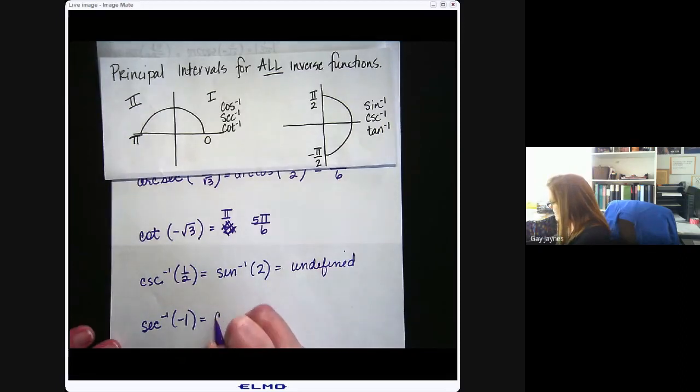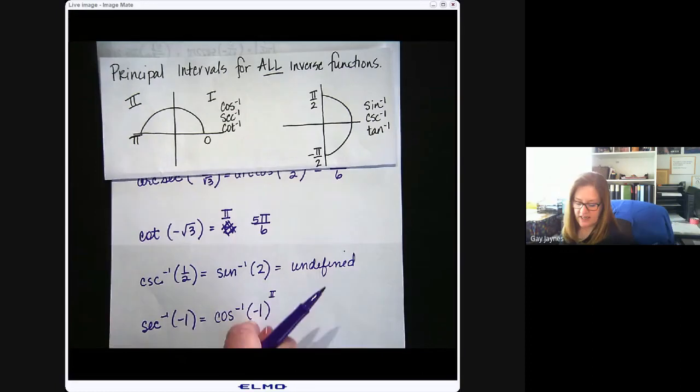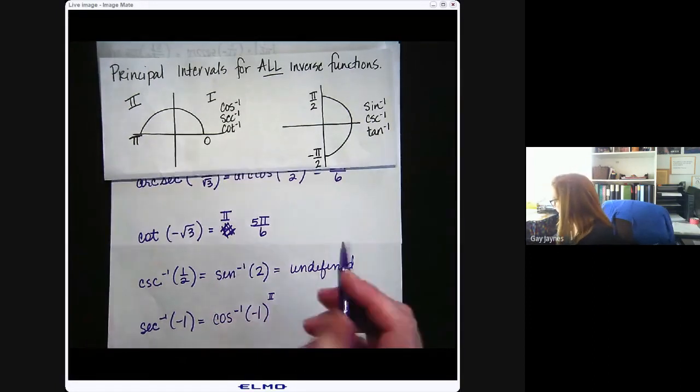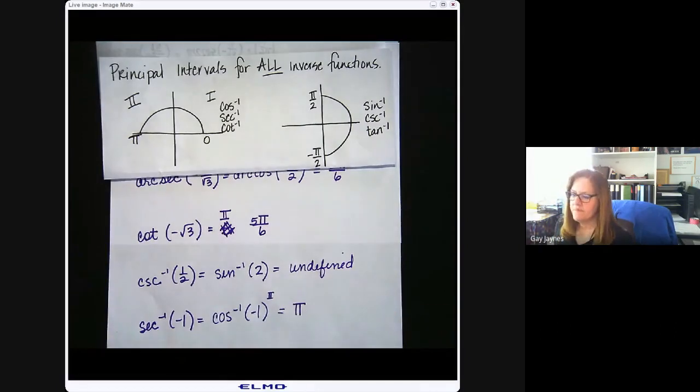Then this one is going to be cosine inverse of -1. Again, this is in the second quadrant. Okay, so where is cosine -1? And that's going to happen at pi. Okay, because when you flip -1, it's still -1. Okay, so really just remembering to flip the value if it's a cosecant or secant and change it to sine or cosine. And then cotangent and tangent, you can just leave alone.